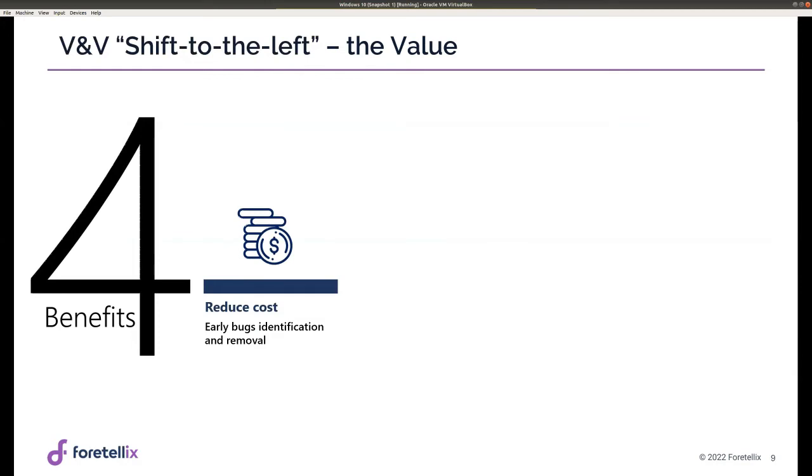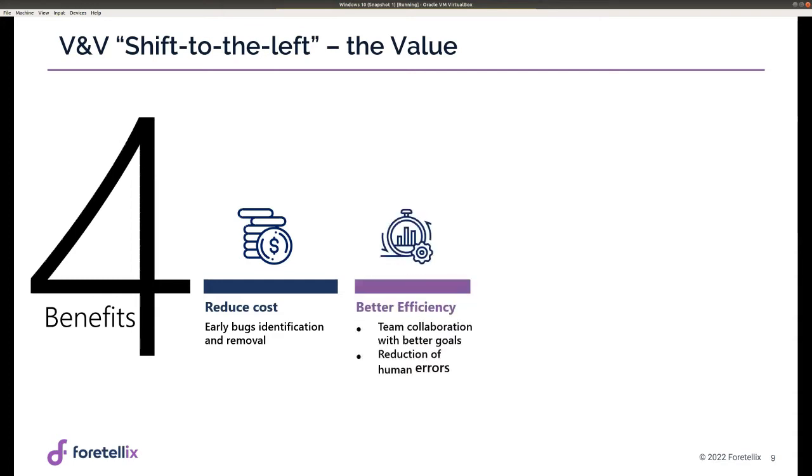So, the value of shift to the left, the benefits, and reduced cost. A known fact: the earlier you can identify a bug and remove it, the cheaper way to go. There are going to be fewer implications and less effort, and overall in many aspects, that's a cheaper way to go.